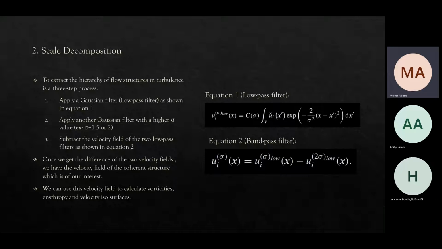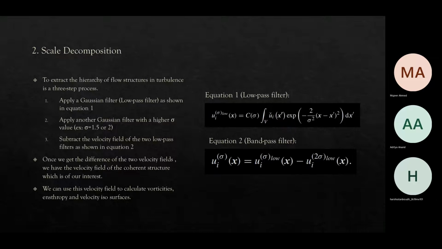As we can see in the formula, the first equation has a low pass filter, and in the second equation we get the velocity using a bandpass filter. This is done by subtracting the velocity field of the low pass filter from another velocity field which has filtered everything at a higher value of sigma, which in our case is 2 sigma. We can also use a sigma value of 1.5 or 2 for the second equation, but we have used 2 in this paper. Once we get the difference, we have the velocity field of the coherent structure we are interested in, and we can plot isosurfaces to detect these structures.